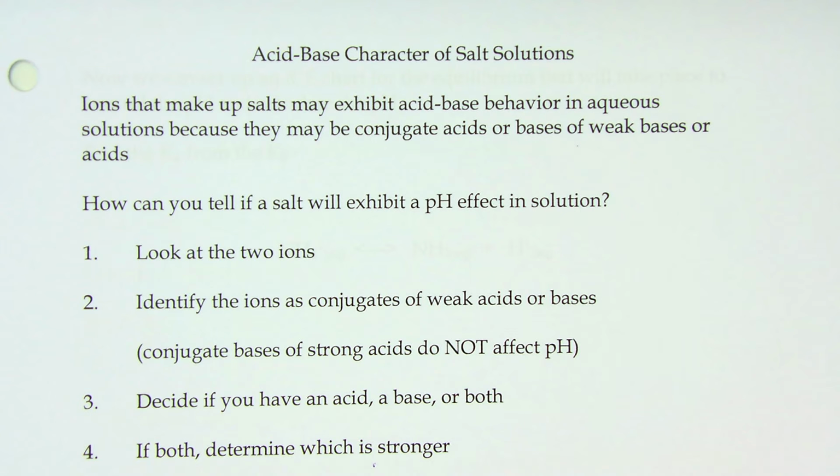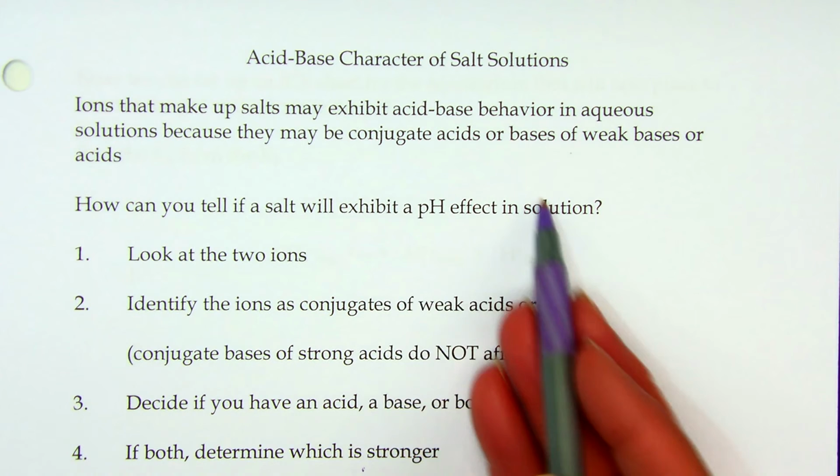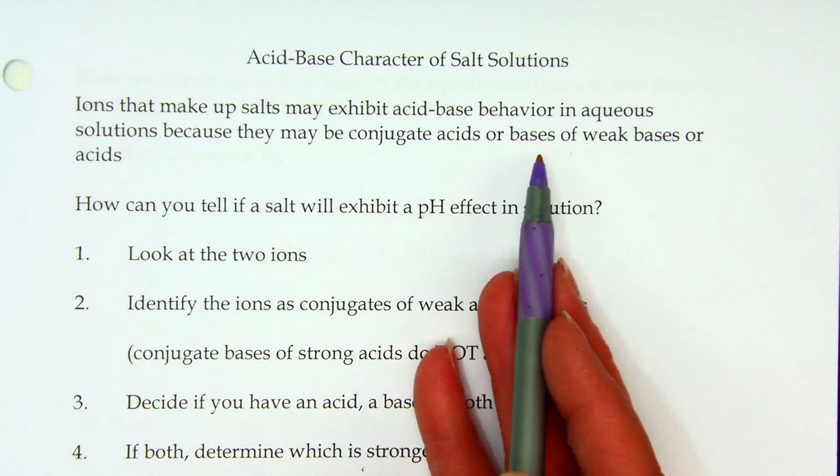Because when you titrate an acid and a base, you make a salt, and if that salt contains ions that have no pH effect, then the solution will be neutral. But if you produce a salt whose ions are conjugate bases of weak acids or conjugate acids of weak bases, then you can have a different pH than 7 and your solution won't be neutral. And that's where all this equilibrium stuff comes in that's going to get messier. Same math, harder chemistry.